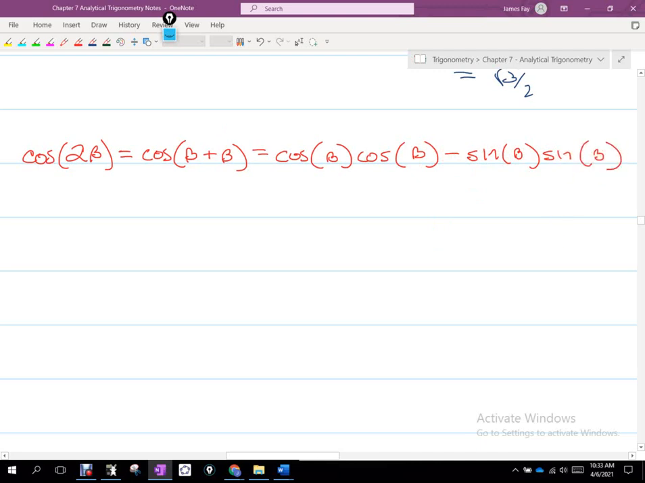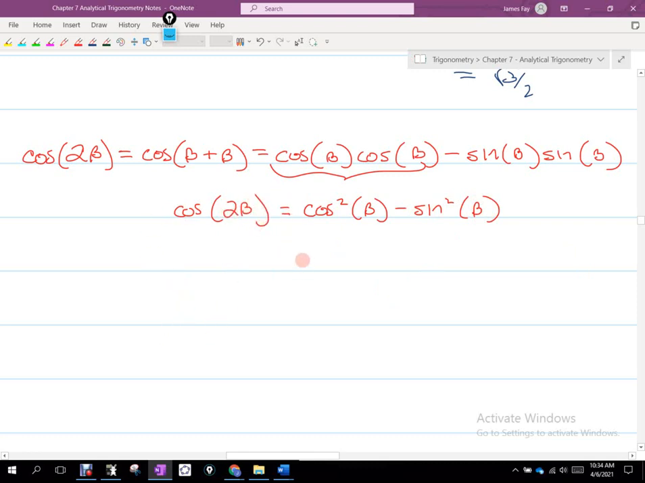Okay? Previously, if we go back up to the last section, this was S and T. This would have gone S, T, S, T. But now they're both the same. What does this turn into? Cosine squared beta minus sine squared beta. Okay? So the cosine of 2 beta is equal to that.